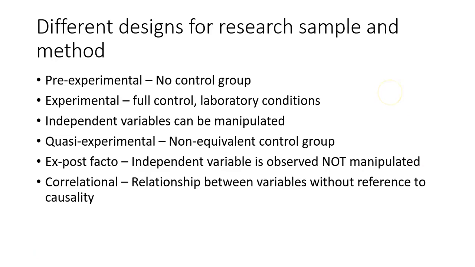So we can have different designs for our research sample and our method. If we have a pre-experimental sample, we don't have a control group. And indeed, it's hard to think of a control group when it comes to drinkers versus non-drinkers. Who would that be? Who would our control group be? There isn't any particular control group. We're looking at not laboratory conditions, so we're not working in experimental conditions.